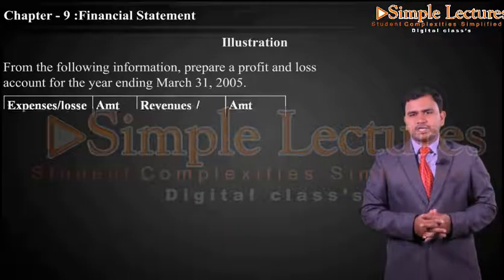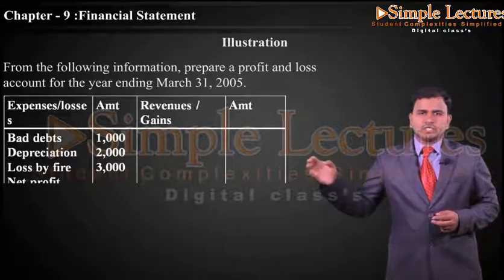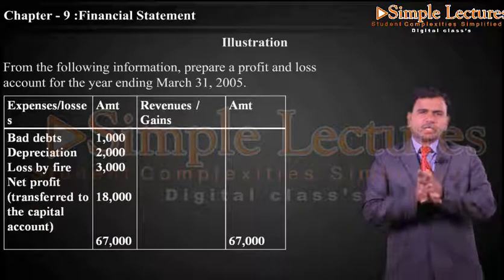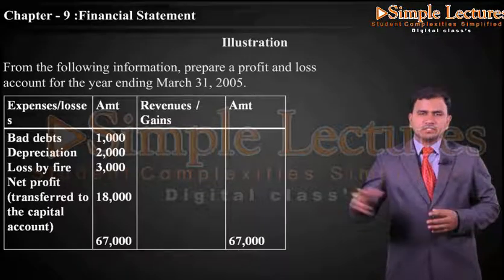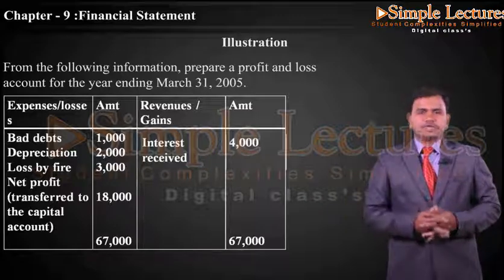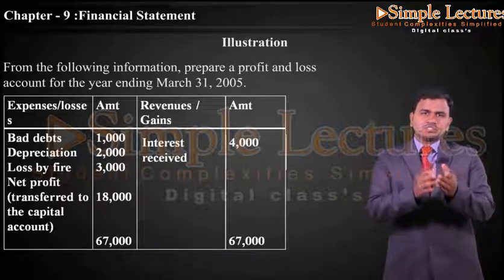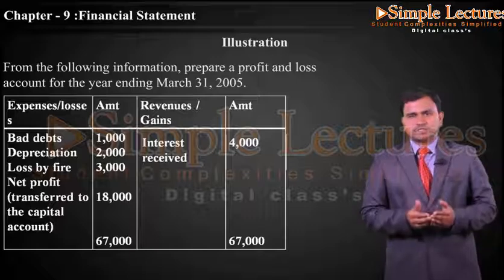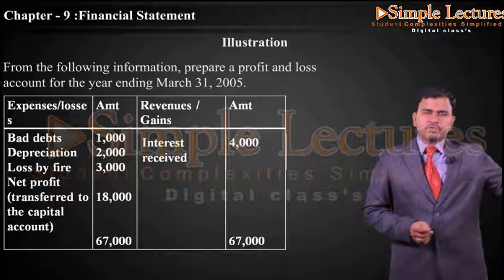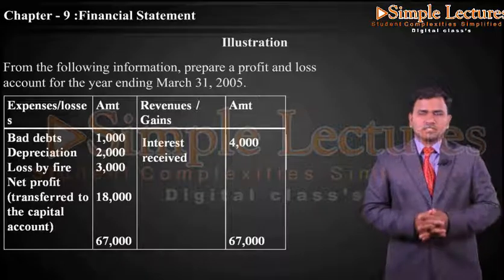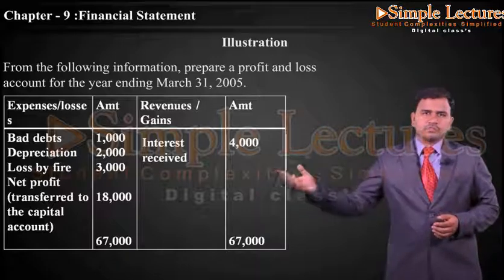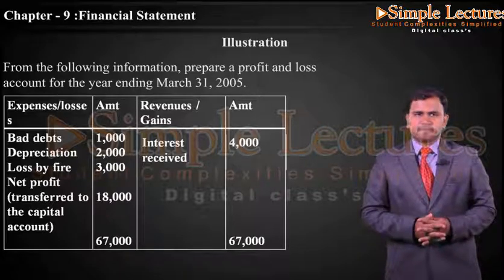Then we have bad debts, again it is a loss, bad debts in the amount column 1,000 again in the debit side. Then we have depreciation, again it is a non-cash expense, so again it will be recorded in the debit side, depreciation 2,000. Then we have interest received. When interest is paid it is an expense, when interest is received it is an income. So this will be recorded in the credit side, interest received, in the amount column 4,000. Then we have loss by fire, again it will be recorded in the debit side, loss by fire 3,000.